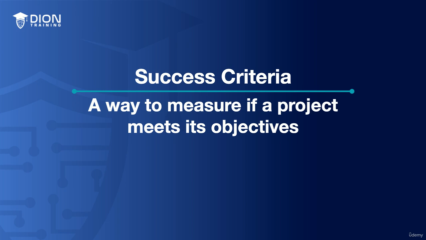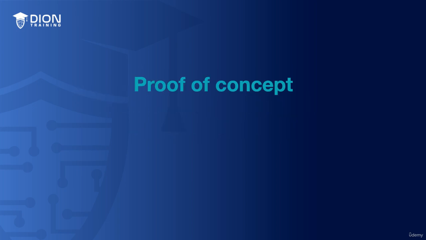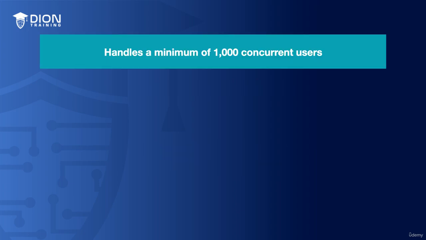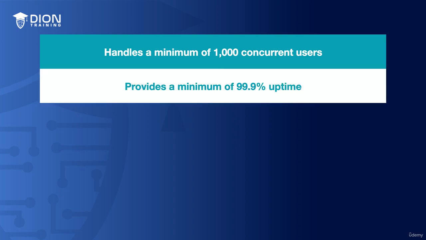The success of the pilot program can be defined in terms of a proof of concept, proof of value, or both. Now, let's take a look at some real-world success criteria that we might use for our learning management system pilot. First, the system must be able to handle a minimum of 1,000 concurrent users without any significant performance issues. Second, the system must provide a minimum of 99.9% uptime.